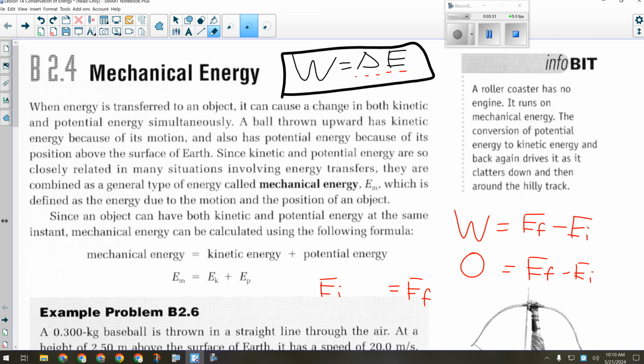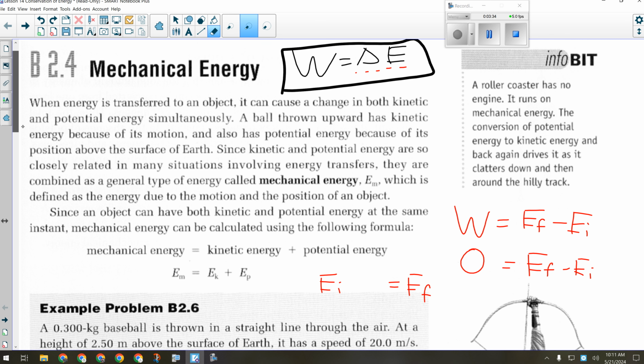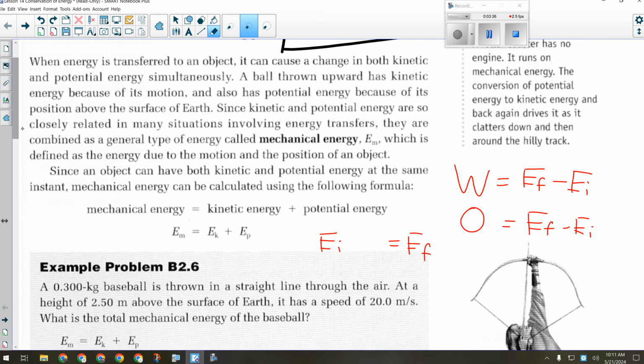As a quick review, we have to remember what mechanical energy is. Mechanical energy is the sum total of the object's potential energy and its kinetic energy. It's possible for something to have both. A plane flying through the air has kinetic energy because it's flying forward, and it has potential energy because it's above the ground. So it has both types. It has mechanical energy. Everybody all right with that idea?